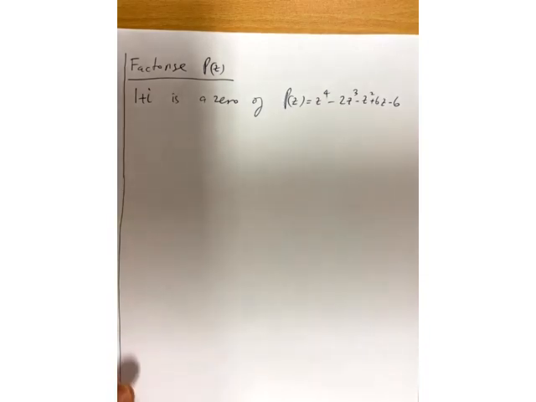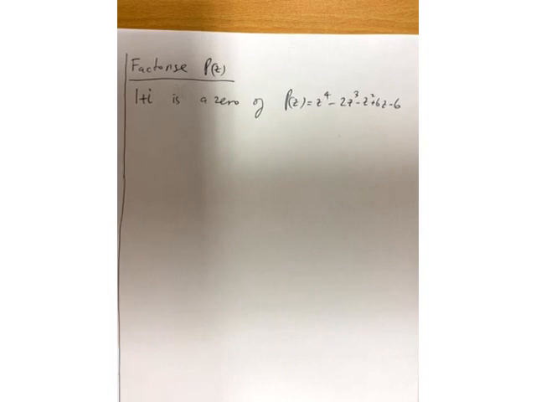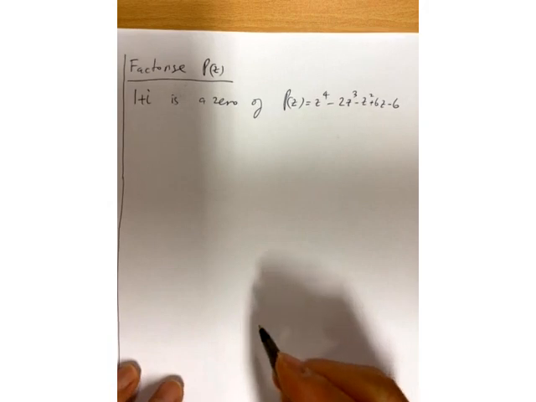Today we are going to factorize P of Z over the real field, the complex field, and the rational field. It's best you factorize it over the complex field first, and then you do the rest after.